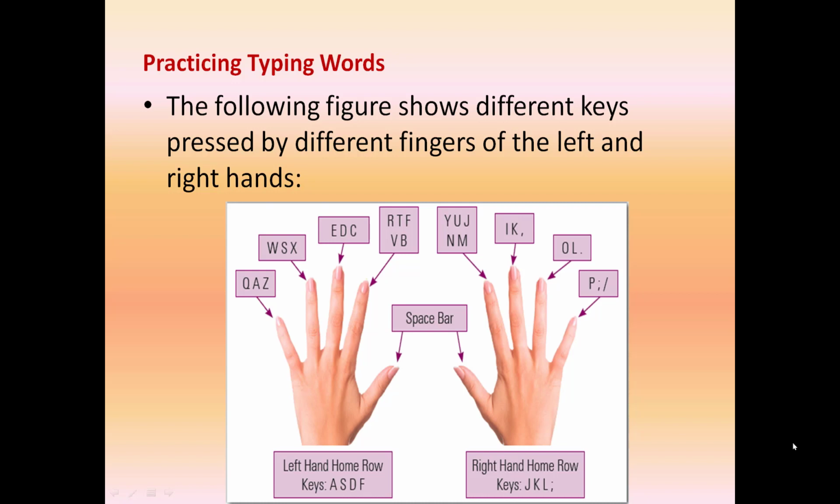From the left hand, home row keys are ASDF. We all know that. The little finger of the left hand presses Q, A and Z. Left hand ring finger: W, S and X. Left hand middle finger: E, D and C. And similarly, you can see all the keys.